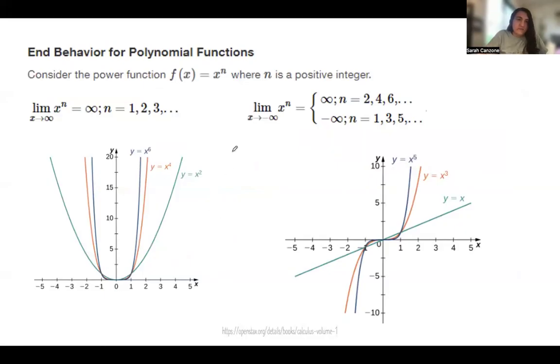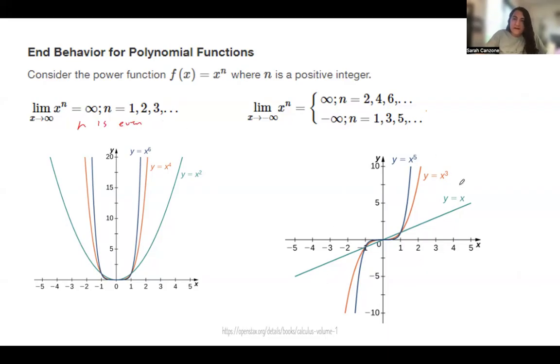All right, and these are some examples. So here's some end behavior. This is any kind of an even polynomial, where n is a positive integer. So this is an even polynomial. This is x squared, x to the fourth, x to the sixth. The end behavior is going to go to positive infinity. So n here is even.